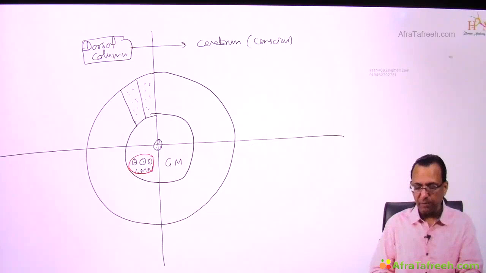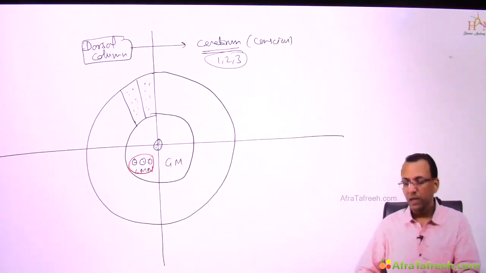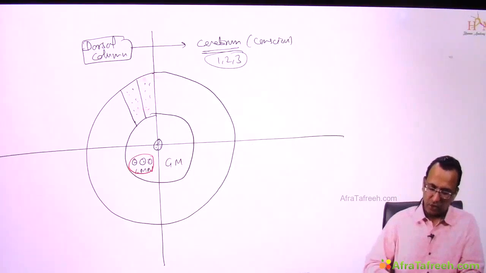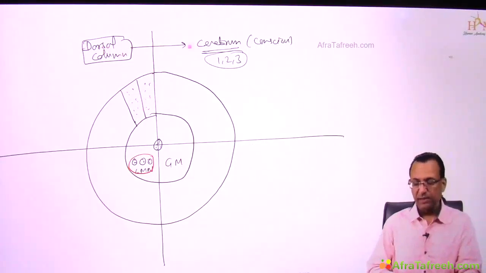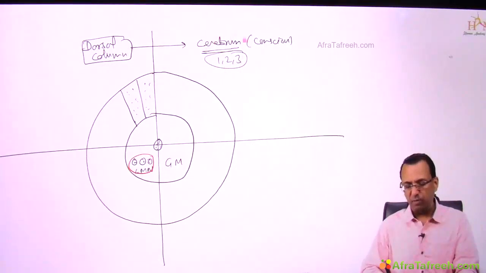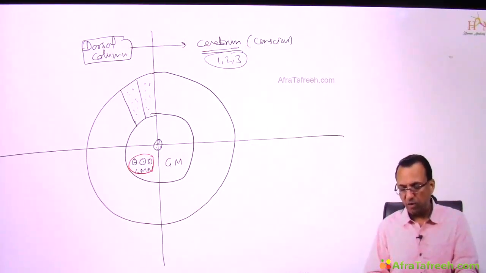Which part of the cerebrum? That is area number 1, 2, 3. So you're telling that there is a dorsal column of the spinal cord having some collection of axons carrying the sensation towards the cerebrum, area number 1, 2, 3, conscious level. Yeah, conscious level. So what sensations are conscious then?